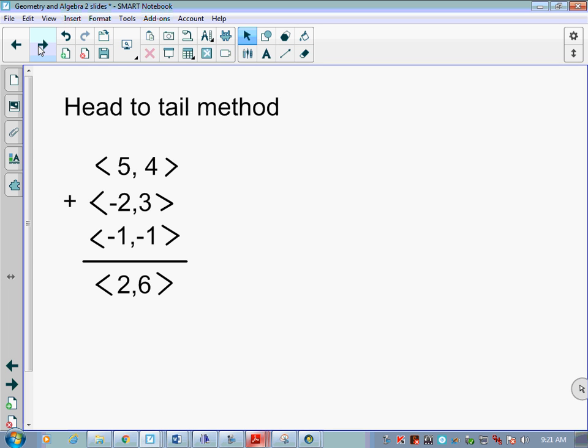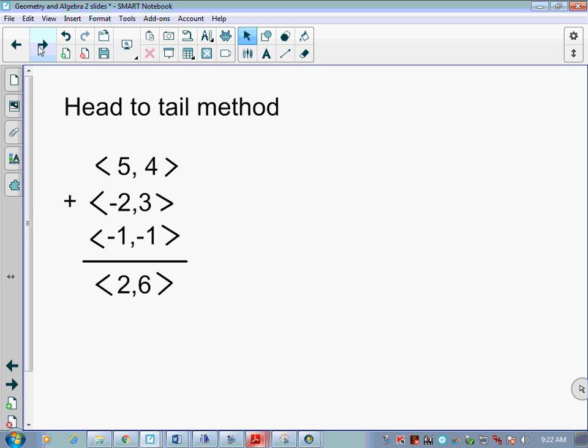If I have three vectors in component form, where it's 5, 4, -2, 3, -1, -1, I can add these together. Now, the thing to remember is that my y components can only be added together, and my x components can only be added together. Okay, I can only add y's to y's and x's to x's.